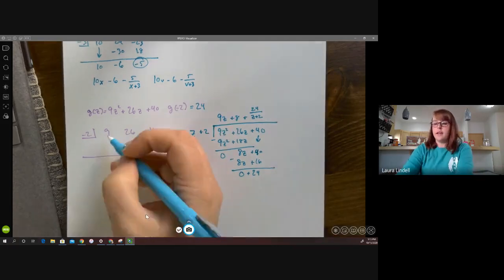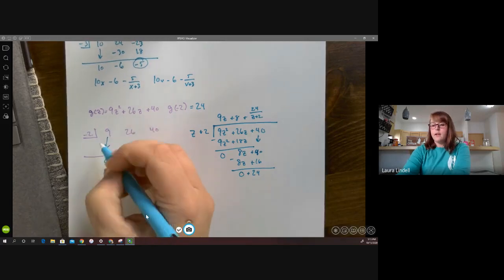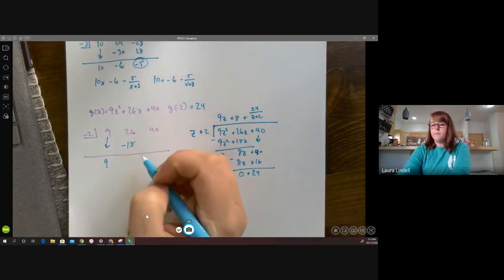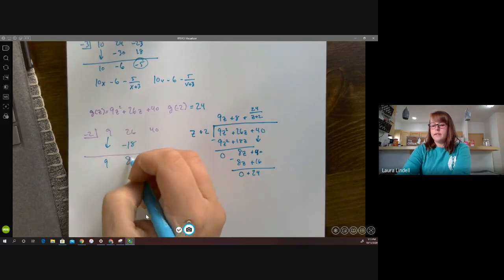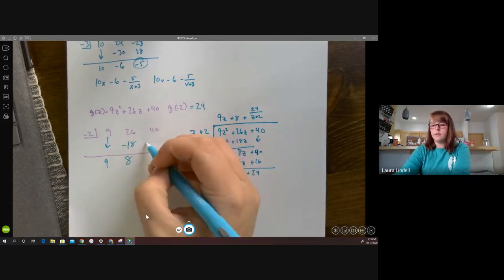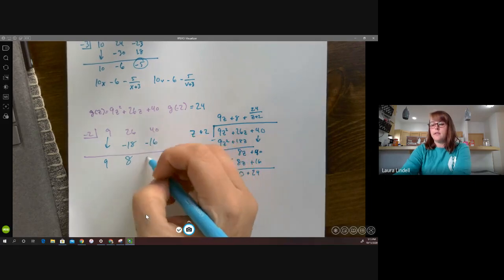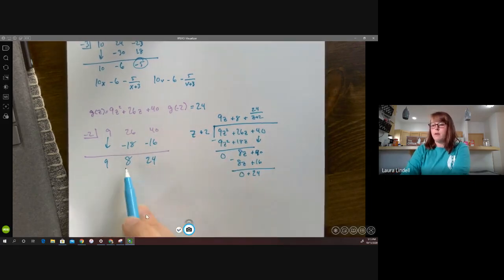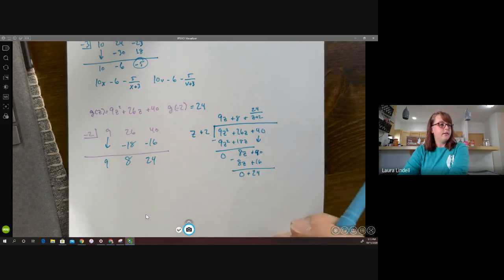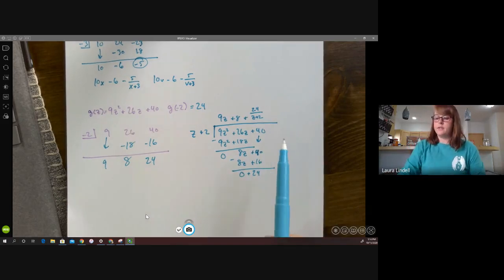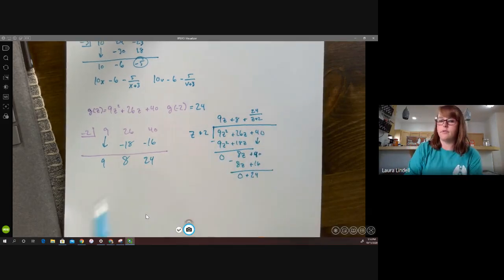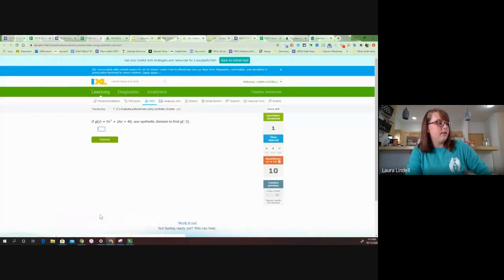If we wanted to do it synthetically real quick, we'd bring down the 9. 9 times -2 is -18. Add these and we get 8. 8 times -2 is -16. Add these and we get 24. And we get the same coefficients as we got here. So they both work the same way pretty much. They're just two different methods. They both get you the same answer. So that one, our answer would be 24.